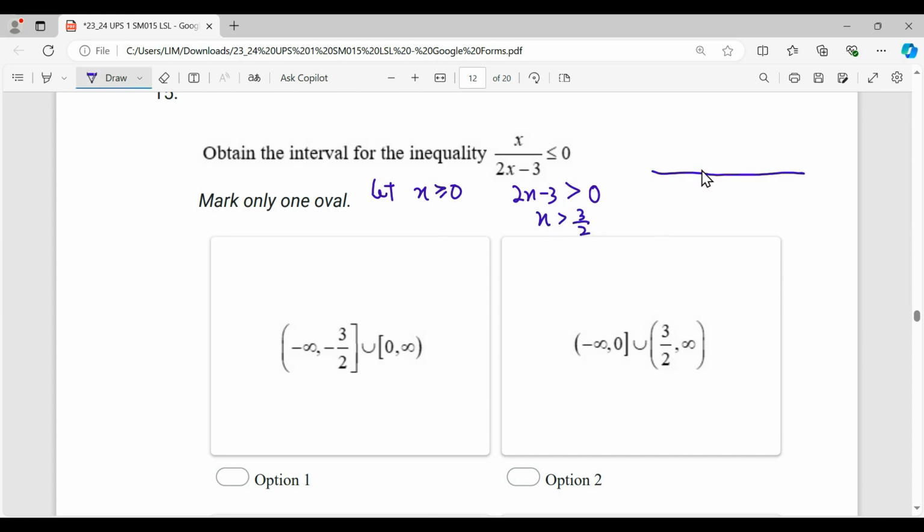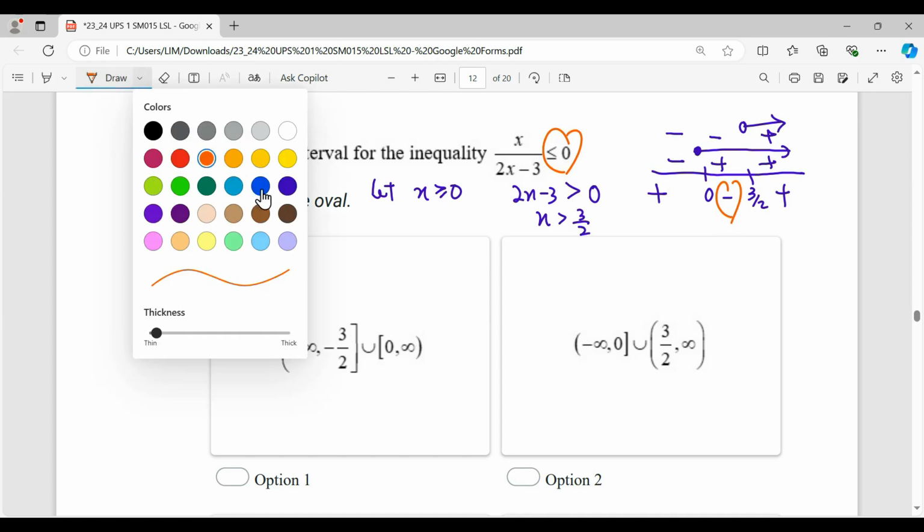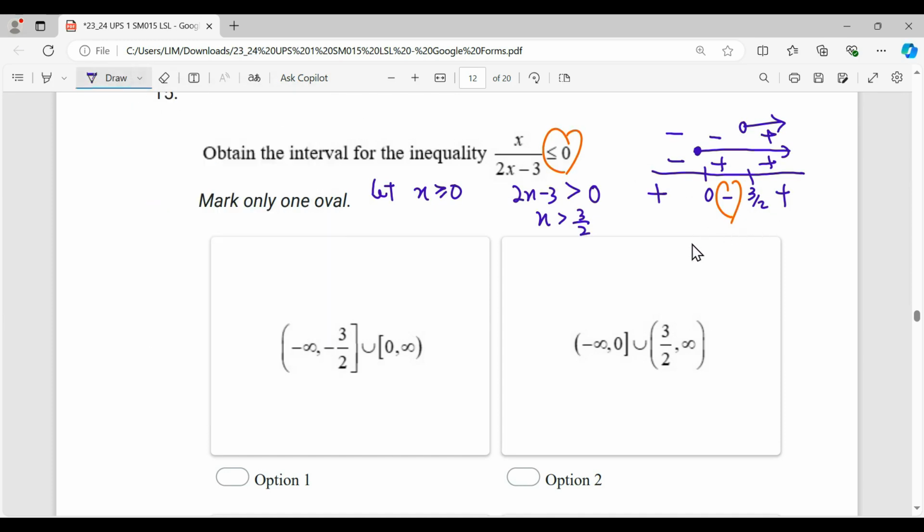Then we do our positive number line. 0 and 3 over 2. More than or equal, then filled circle. Then positive, positive, negative. Then more than 3 over 2. The region with the line is positive. The region without the line is negative. So combine this, multiply, we get positive, negative, positive. What we need here is the combination to get negative. So that will give us this region.